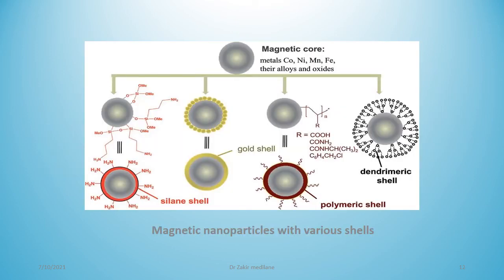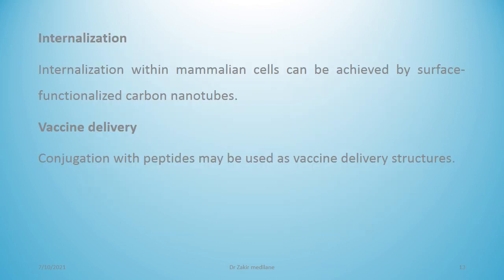Have a look at the image: the metallic core, metal such as cobalt, nickel, manganese and iron, and their alloys are oxidized. The gold shield is formed, and the silane shell, the polymeric shell, the dendritic shell. So these are the various types of magnetic nanoparticles by which we can give the therapeutic action.